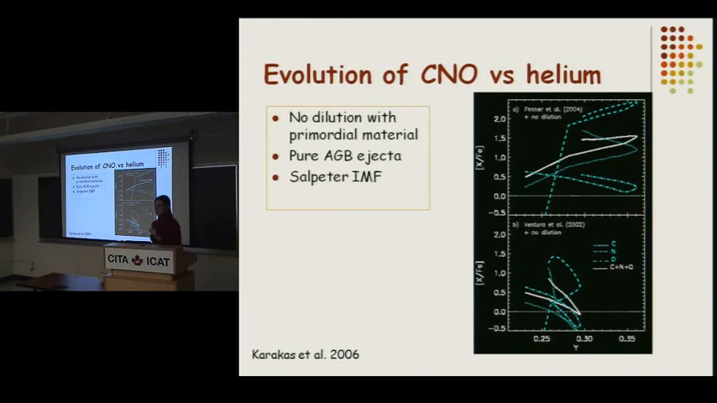This is carbon, nitrogen, and oxygen all together. But there's another observational constraint, which is the sum of those three has to be constant, because we're not producing any of them through the helium branch. So the answer from this paper was, yes, we can get to ridiculously high helium values, but only if our CNO goes up by an order of magnitude.